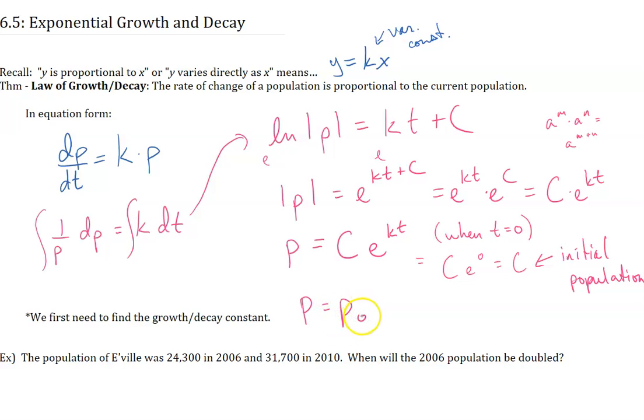Okay, so we can write that population is equal to the initial population. I'm going to write that as P sub 0 times e to the kt. This is our law of growth formula. Okay, now you might be more familiar with it like this.